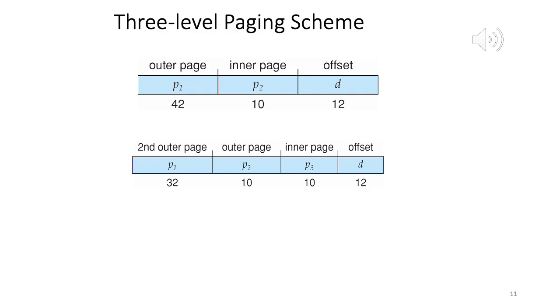So many levels we have in our addressing. We have to look at the second outer page table, then the outer page table, then the inner page table, then we get the address we need. So many levels of page table lookups are needed, which will have a performance issue. Okay. So this is an example of a 3-level paging scheme. Clearly the issue was the outer page table itself was getting to be huge, so now we have to page the outer page table as well.